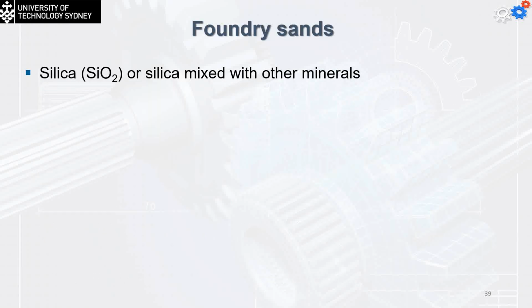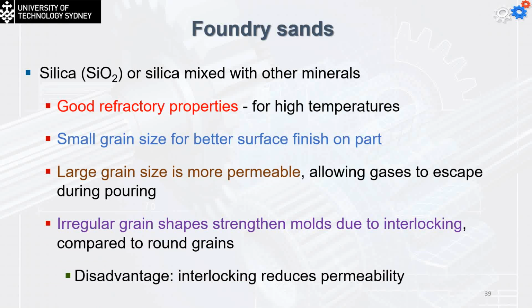The foundry sand is usually made of silica, or silica mixed with other minerals, but as you know, silica is not a self-holding material. But it has good refractory properties for high temperature. The smaller grain size gives better surface finishing on the part. The large grain size is more permeable, which means it allows all the gases to escape during the pouring process, but it gives bad surface finishing. Irregular grain shapes strengthen the mold due to the interlocking process, compared to rounded grains.